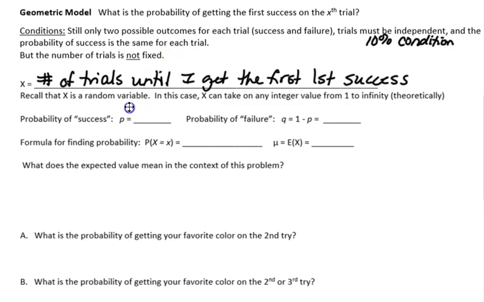In this situation, our probability of success is still called p, and in this example was 0.2. Our probability of failure is 1 minus p, which is also known as q lots of times in symbols, and that's 0.8. Our formula for finding probability is going to be then the probability of failure, which is 1 minus p, to the x minus 1 times the probability of success. In this case, it's 0.8 to the x minus 1 times 0.2.